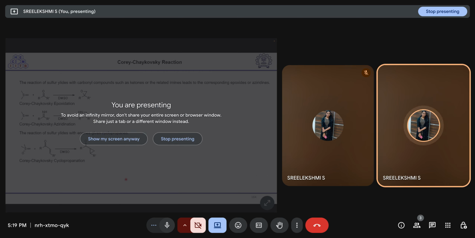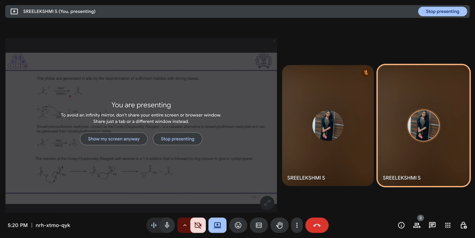So this Corey-Chaykovsky reaction is the reaction of sulfur ylides. So sulfur ylides will react with carbonyl compounds in the presence of DMSO to form epoxides or aziridines. So if it is reacting with carbonyl compounds, we will be getting epoxides, and if it is reacting with amides or imines, we will be getting aziridines as the major product. And the reaction of sulfur ylides with enones will give cyclopropanes also. So that is known as Corey-Chaykovsky cyclopropanation.